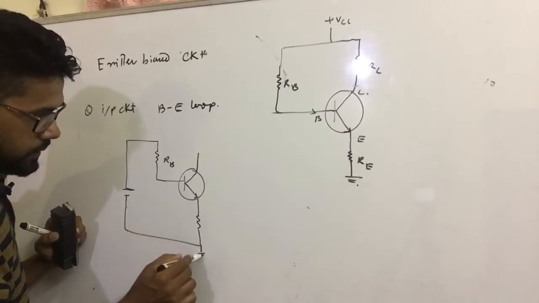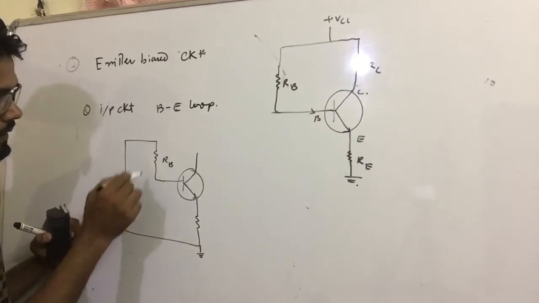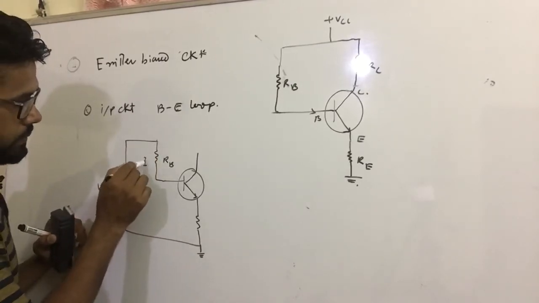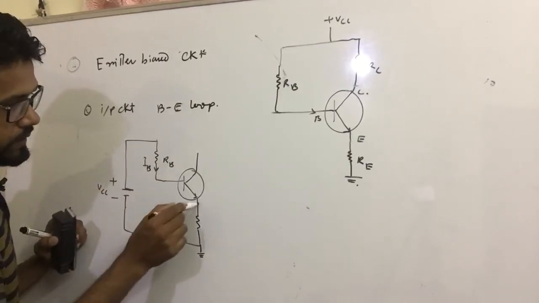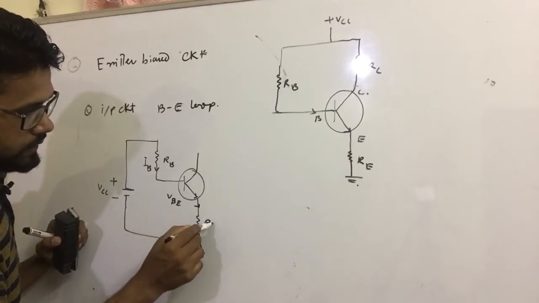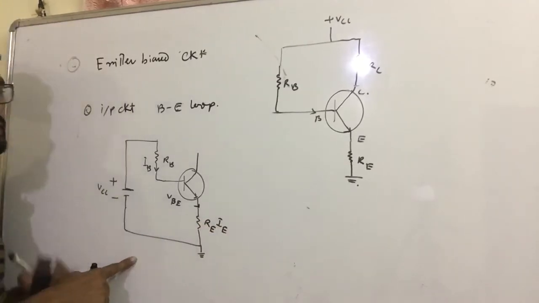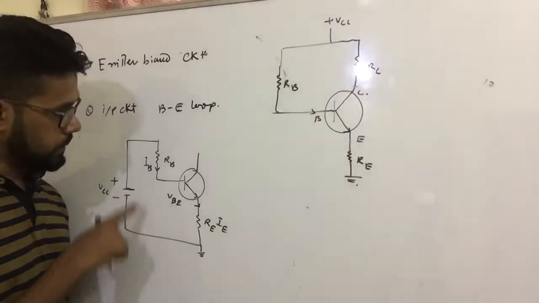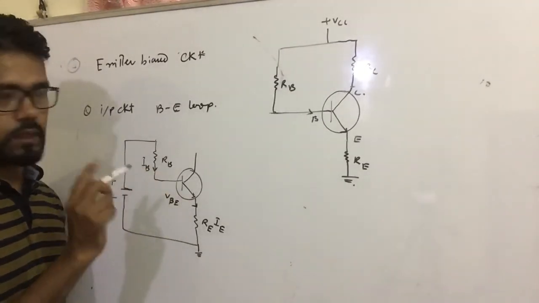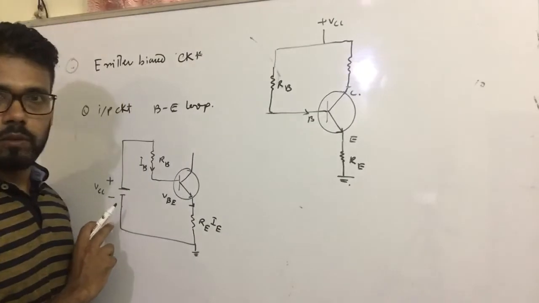You can ground it, no problem. This is IB current. This is VBE, the base-emitter voltage. This is RE and IE current. This is the input circuit, the base-emitter loop. We are considering the base-emitter loop, and then you can easily understand the value of the current.